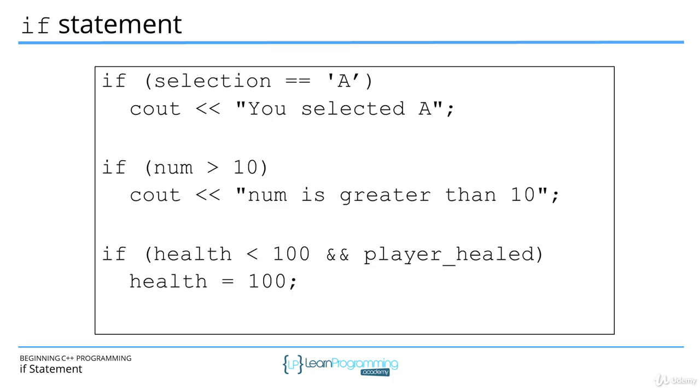In the last example, we're using the AND logical operator in the control expression. In this case, we check to see if health is less than 100 and player healed is true. If both these expressions are true, then the entire control expression is true, and we set the player's health to 100. Otherwise, we skip the statement.